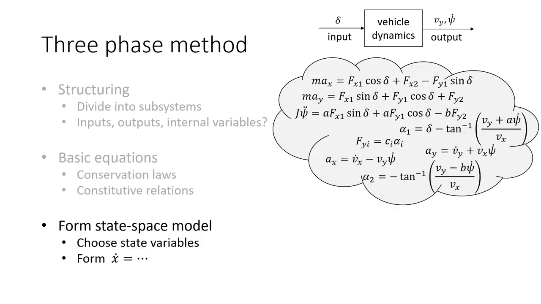So, now we have a number of equations, and the next phase is to sort the equations and put them into the general state space form. The first step when forming the state space model is to select state variables. We see that we have three time derivatives among our equations: the velocities in X and Y direction, and the yaw rate. So let's choose these as our state variables.